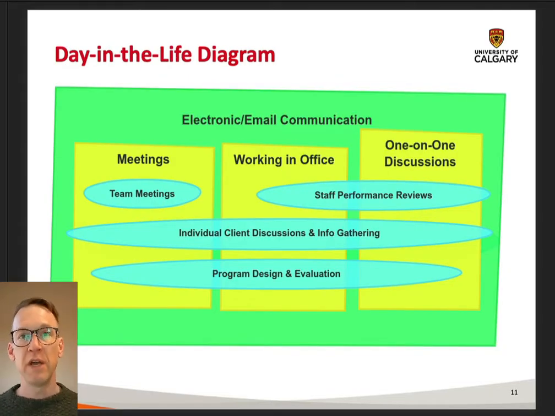A day in the life diagram represents how people spend their time and where they are located. So we had 3 yellow pillars representing where people are physically. They're either in meetings, they're in their office, or they're having one-on-one discussions. Underpinning all of this is constant electronic email communication. People will be communicating and using their phones in all 3 of these areas. And certain activities span these different physical location silos.